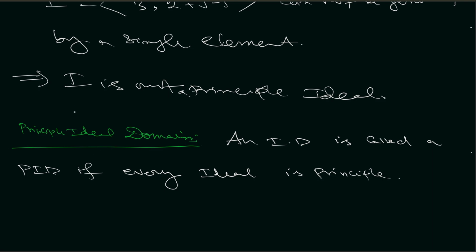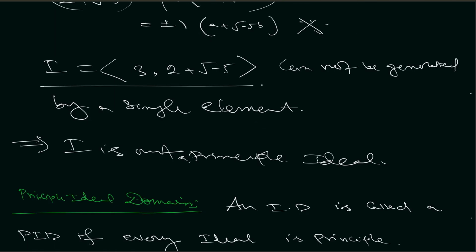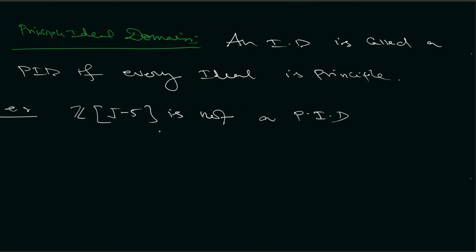So just now we have seen a non-example actually: Z of square root of minus 5 is not a PID, because this ideal is not principal, and our definition says that every ideal should be principal. Every ideal is a principal ideal.